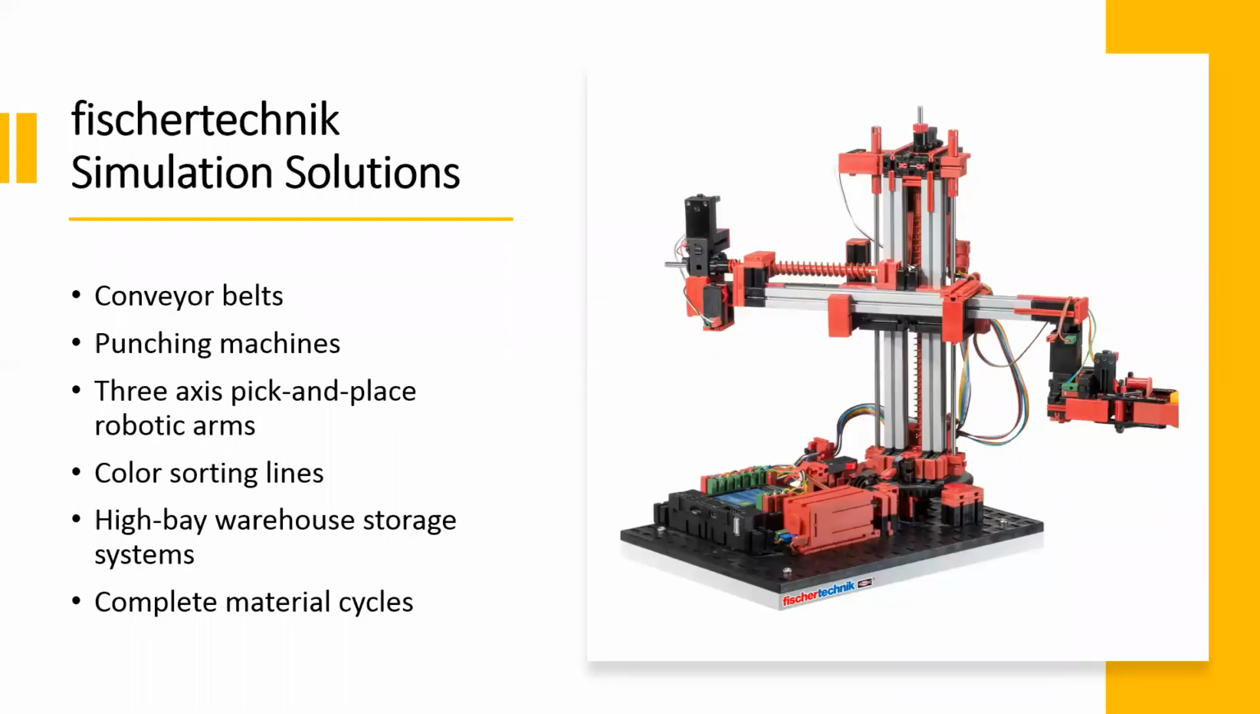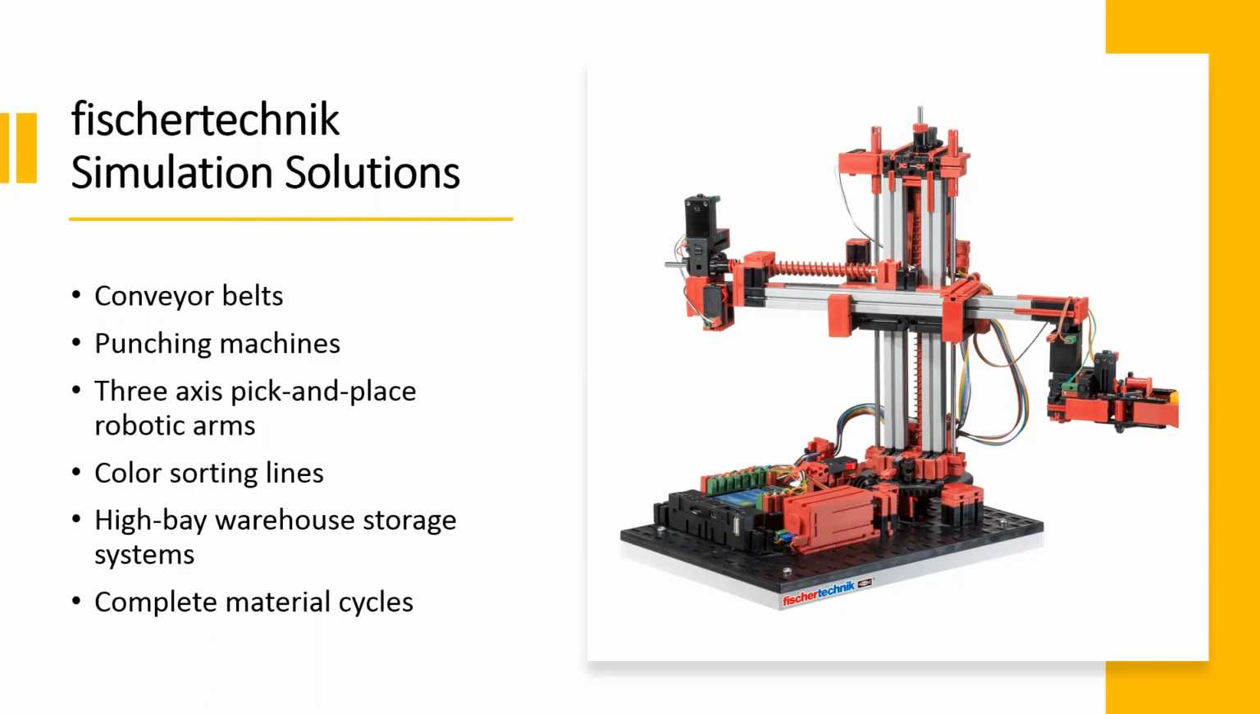Models in the fischertechnik simulation line include things like conveyor belts, punching machines, 3-axis pick-and-place robotic arms, color sorting lines, and high bay warehouse storage systems. Now, besides these individual models, which focus on specific automated processes, fischertechnik also offers an integrated factory simulation model.